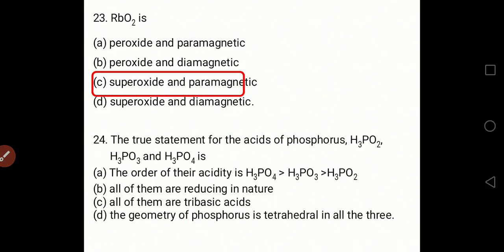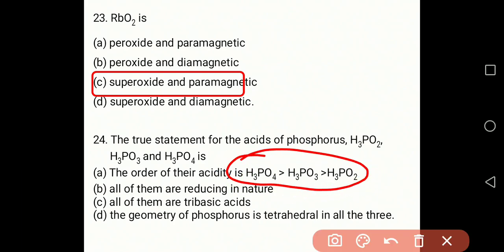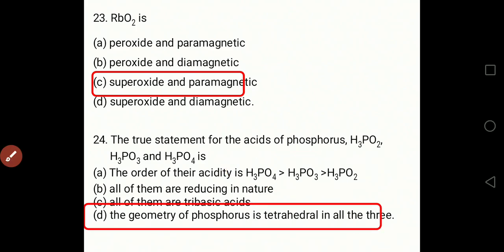24. True statement for the acid. Correct statement, you can say order of acidic nature. Generally we will make it wrong here. Order of acidic nature, remember, this is wrong. H3PO2 is more acidic than H3PO3 than H3PO4. If you don't know about that, also read all the 4 options. All of them are reducing nature, wrong. H3PO4 is non-reducing. All of them are tribasic acids, that is also wrong. But remember, D option, the geometry of phosphorus is tetrahedral in nature, it is there, right? So tetrahedral is all, it is correct. So hence the correct option is D.